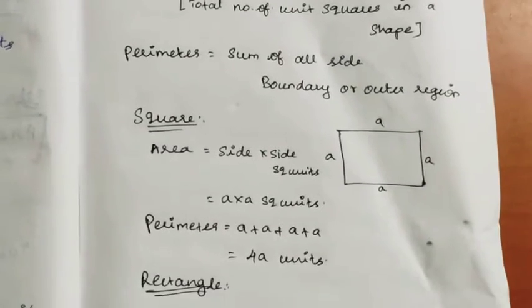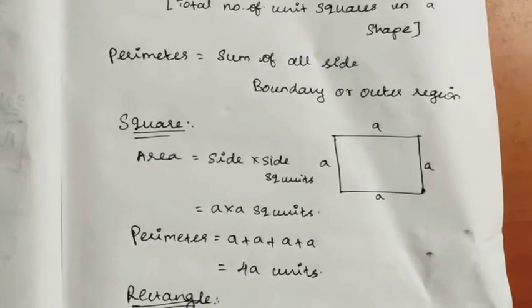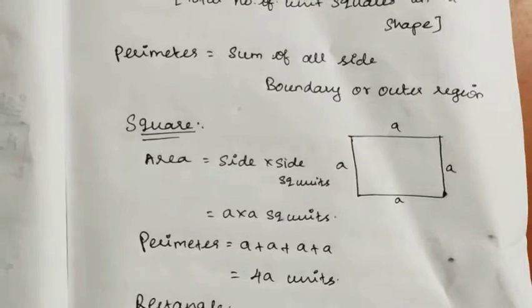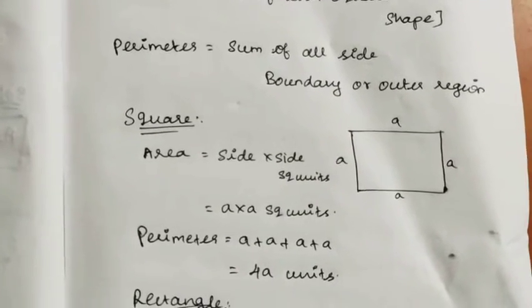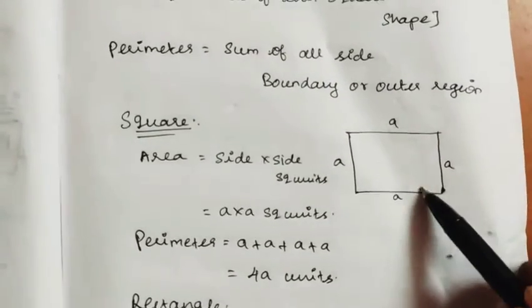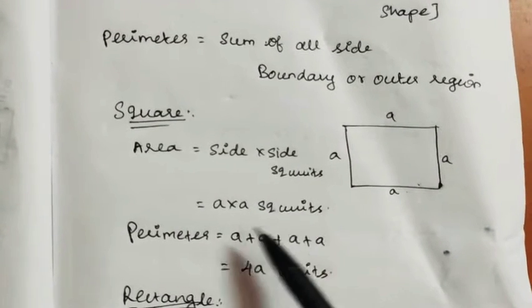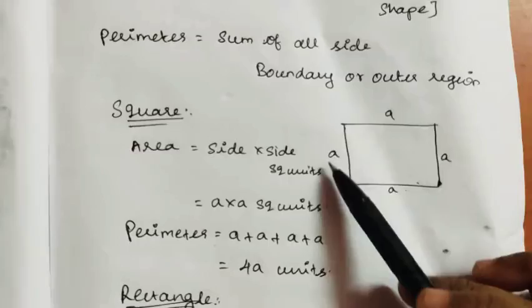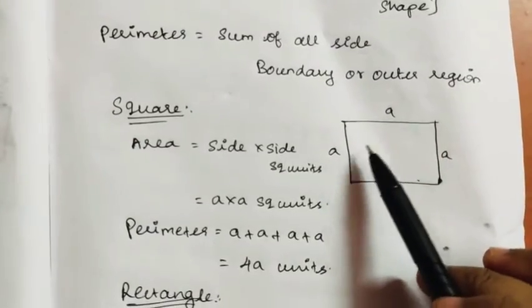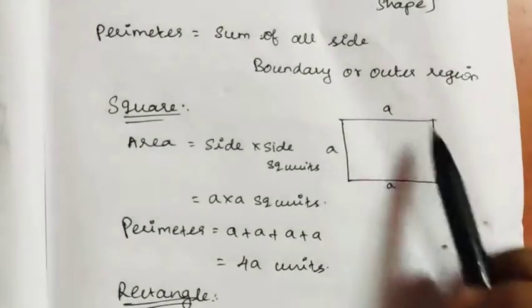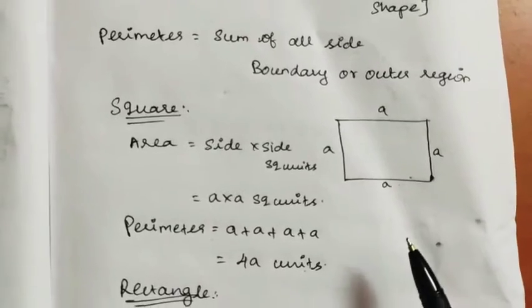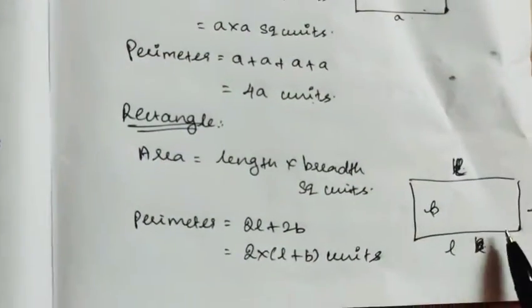And we have seen the formula for perimeter and area of a square. The area of a square is side into side. When we multiply two sides of the square, it will give you the area, that is a into a, a square units. And perimeter is the sum of all four sides. So, a plus a plus a plus a, totally 4a units.